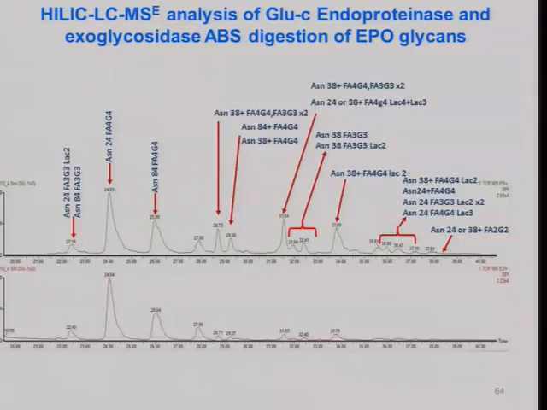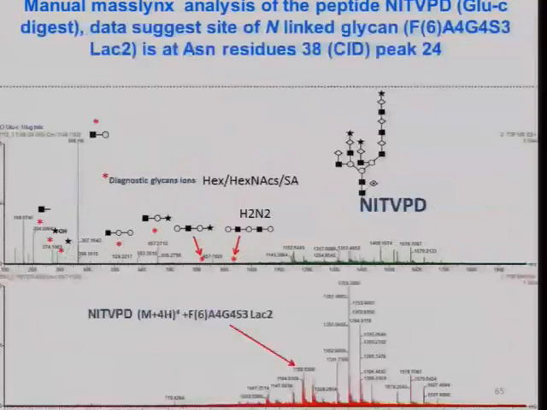Sometimes it's easier to do a site analysis if you use ABS. You take the sialylated structures off, and you get a simpler profile. So this is the profile showing you the sugars at asparagine 38, which are desialylated sugars, and this structure here is a fragment that's come from the asparagine 24 site and so on. So if you get more complicated glycan analysis, this is the kind of thing that you would do.